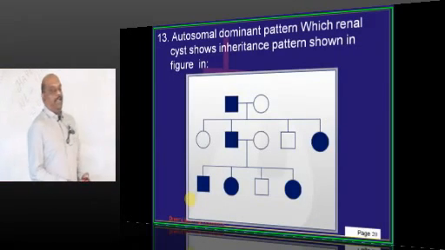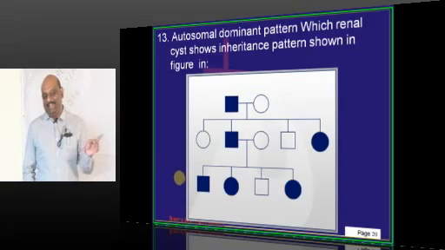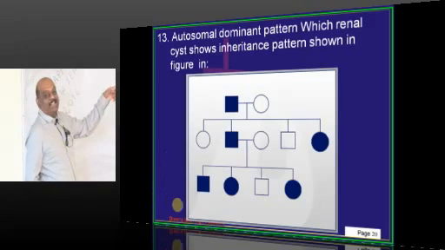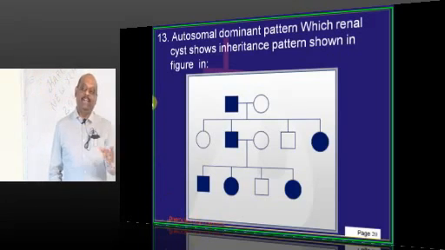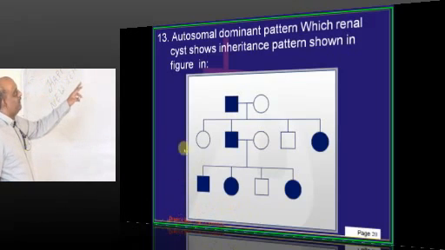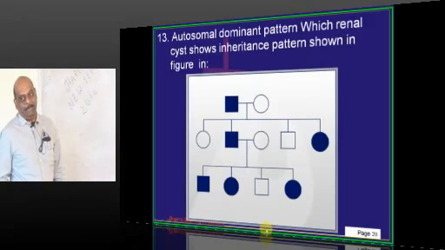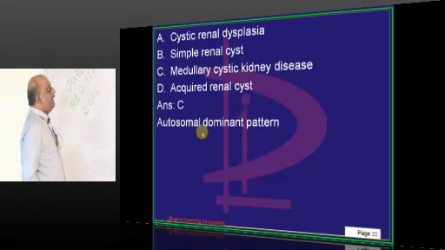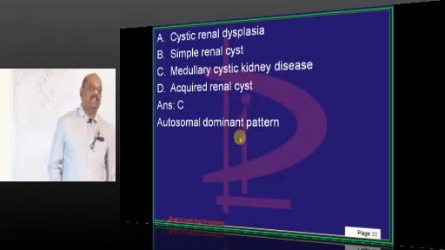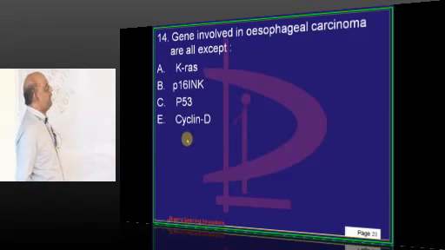Autosomal dominant pattern is already given. Sorry, that's the reason it is a nice paper. While setting the question, I thought of removing this somewhere, but I missed it. So which renal cyst will show this kind of pattern? Actually, this is an autosomal dominant pattern. So autosomal dominant is the nature of medullary cystic kidney disease and adult polycystic kidney disease. That is what you need to appreciate.